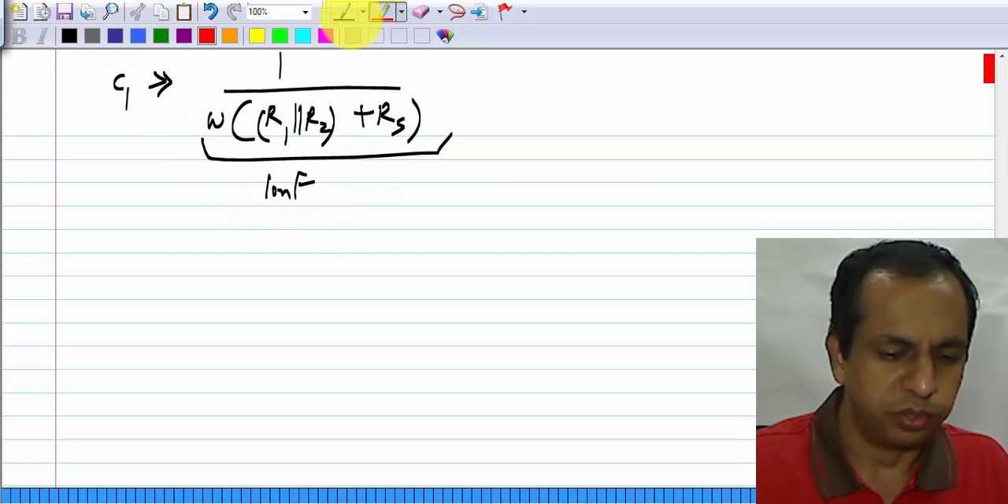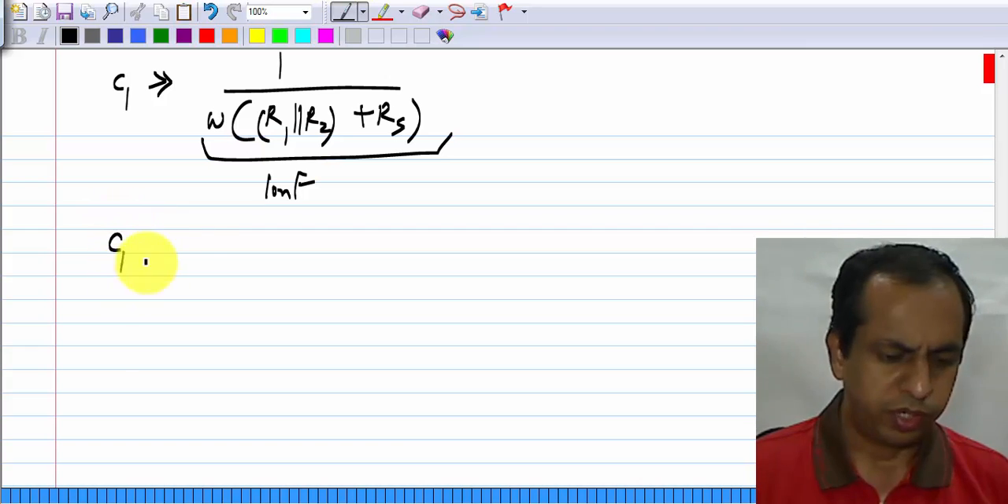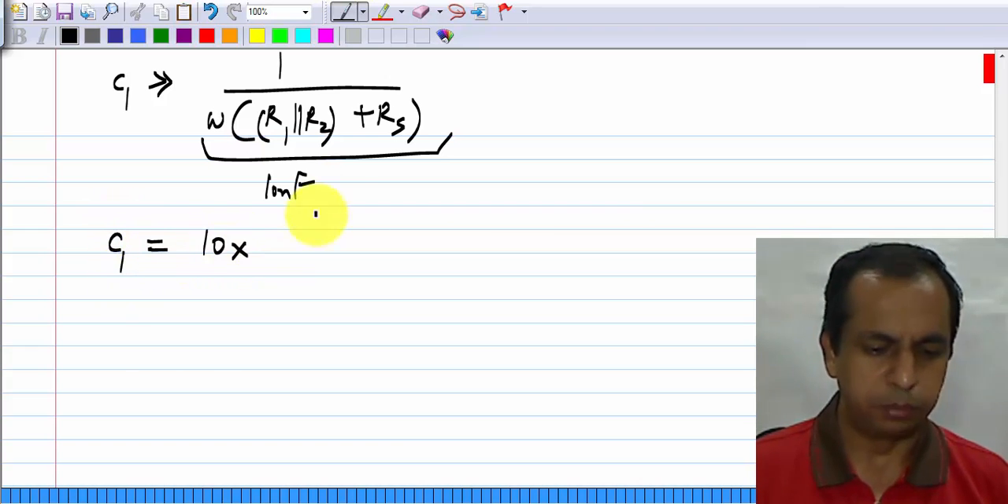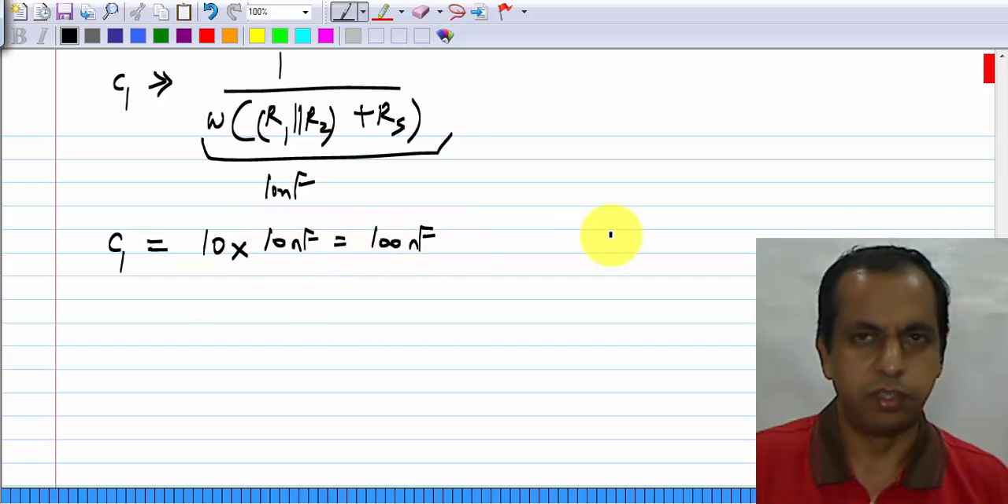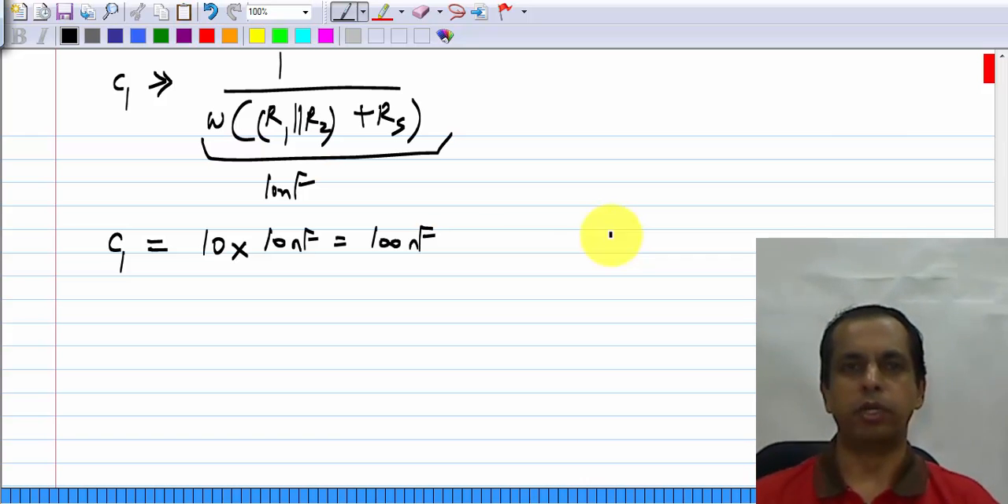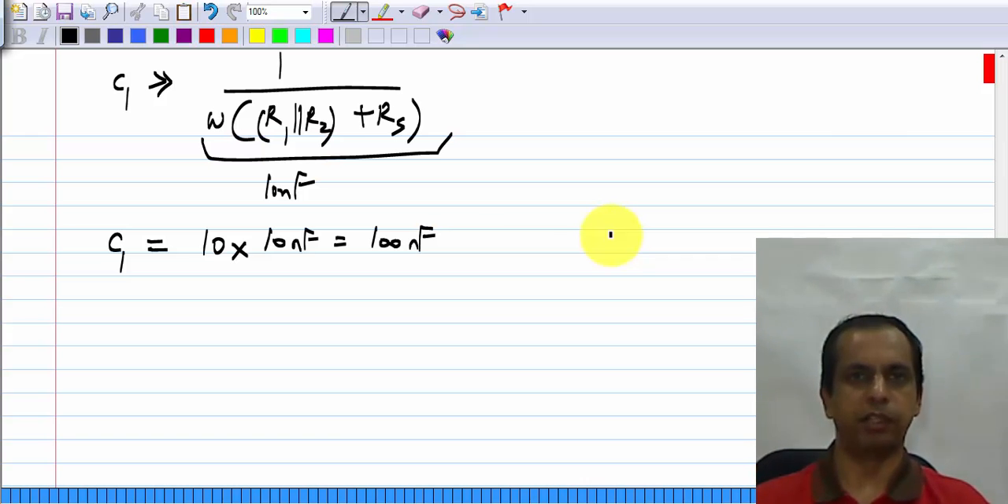But of course, you do not go crazy like that. Typically, if you take C1 to be, let us say, 10 times this constraint, 10 times 10 nanofarad equals 100 nanofarad, that is good enough. Or you can make it a little more, but you do not have to make it like 1000 times or something like that.